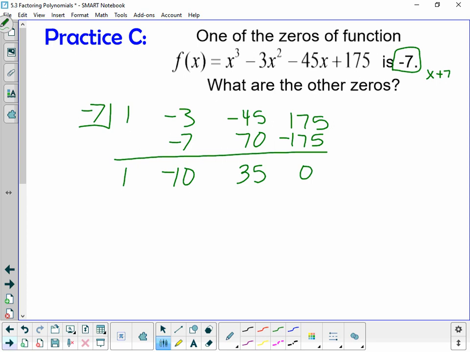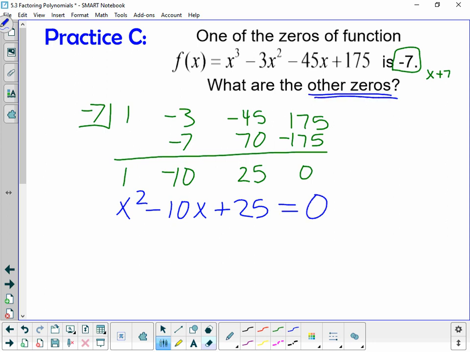I have an error. I can add. Here we go. Negative 45 plus 70, that should have been a 25. 25 times negative 7 is negative 175. Sorry about that. Okay, so we've got this result to our synthetic division. That tells us that we have this polynomial. And our question is, what are the other zeros?